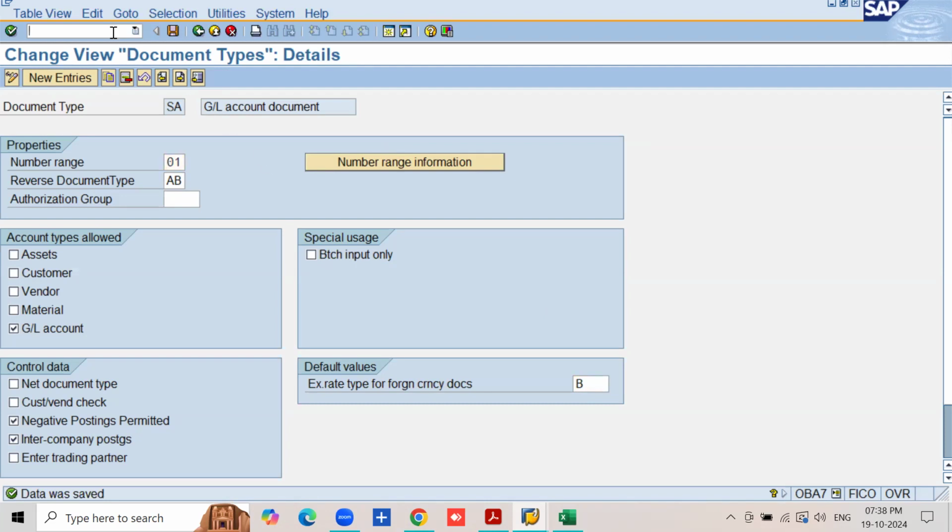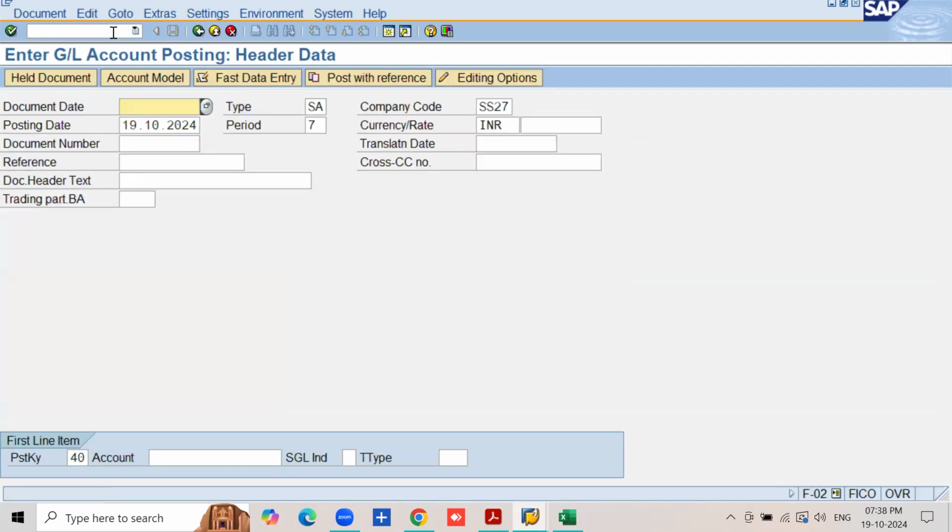Let us post one more transaction. Look at the screen. Remember, whatever transaction you post from now onwards will be converted at the bank selling rate. And the previously posted transactions will not be affected.